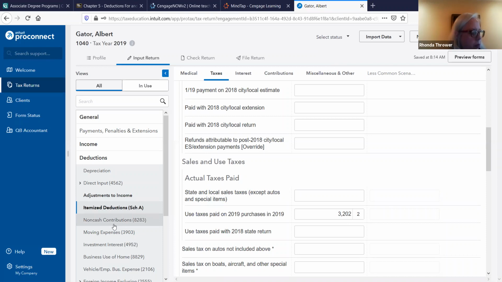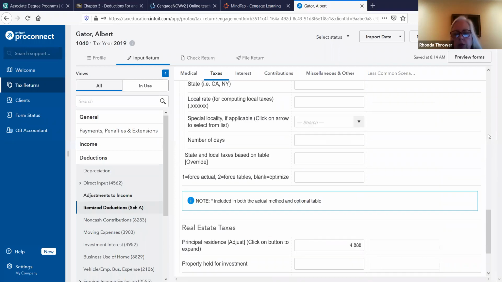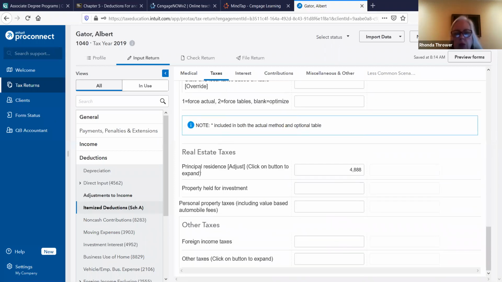Now in the problem, they also said that you had some property taxes. So I'm going to look for my real estate taxes or my property taxes just by scrolling on down. Here's rent, principal residence, which would be my home property tax. And you want to click on the button to expand it.